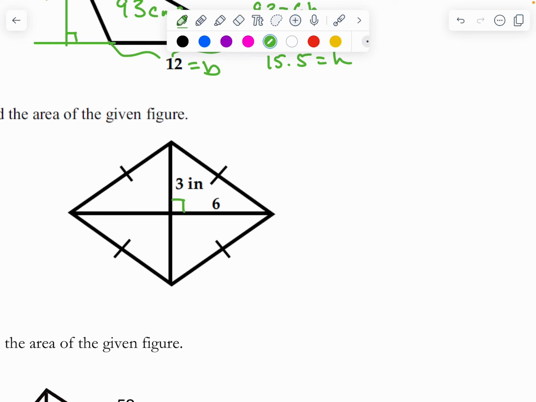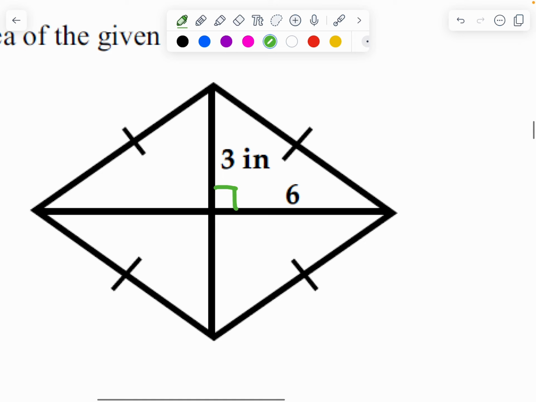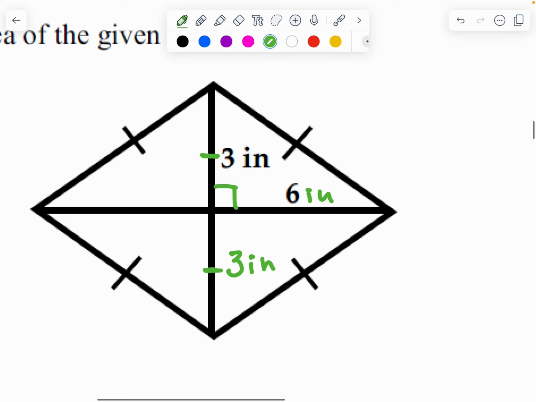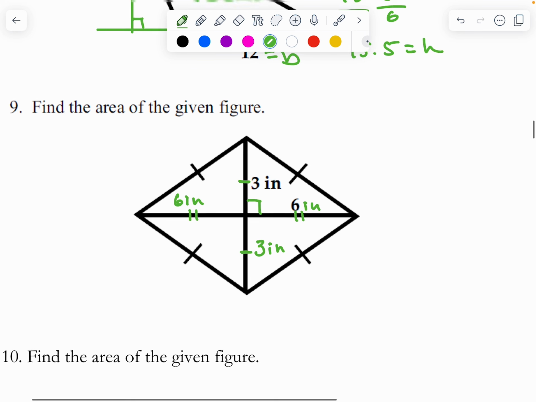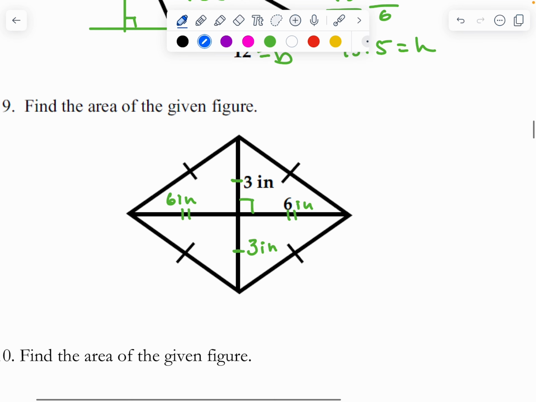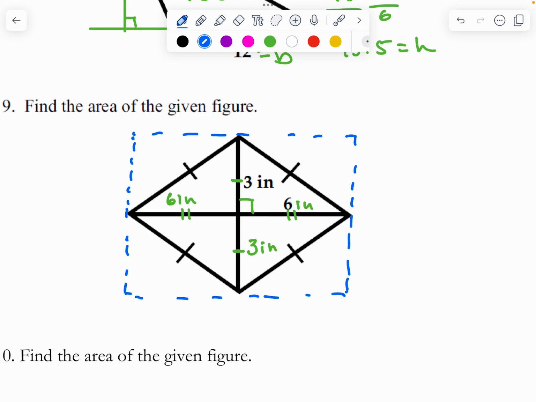Those diagonals, when they bisect each other, they're 90 degrees. And the fact they're bisecting each other means that they're cut in half, right? So this side here and this side here are congruent. So this is 3 inches, and this is going to be 3 inches as well. And this is congruent to this part here, 6 inches as well. So remember that a rhombus like this is pretty much just made up of 4 congruent triangles.